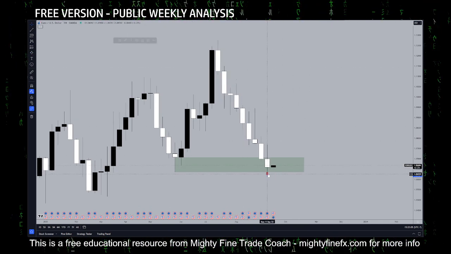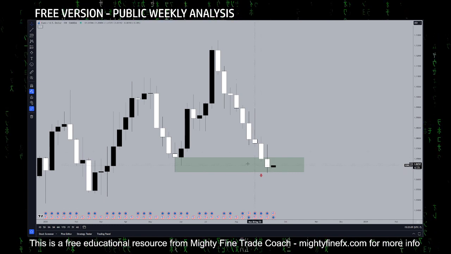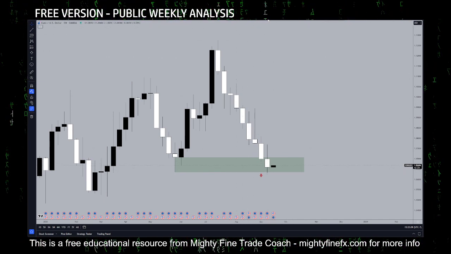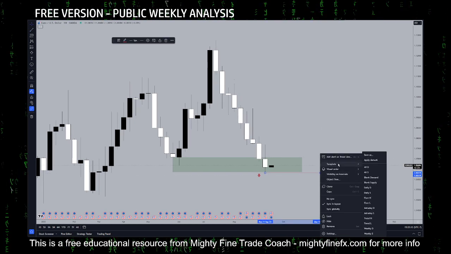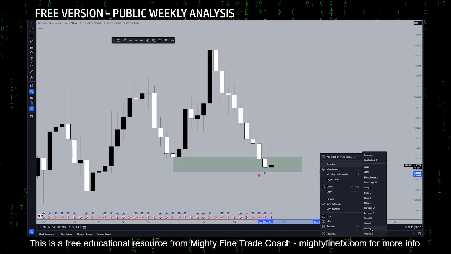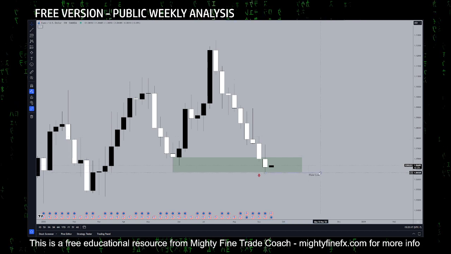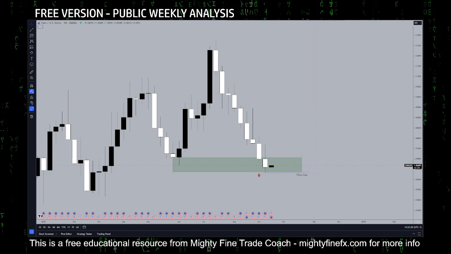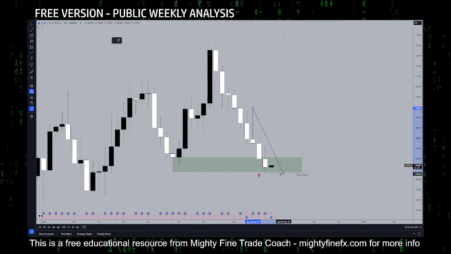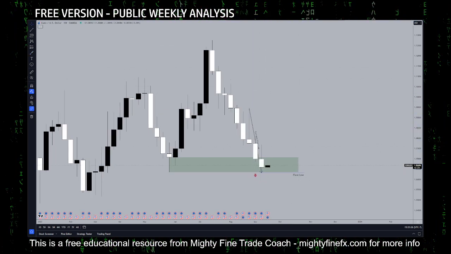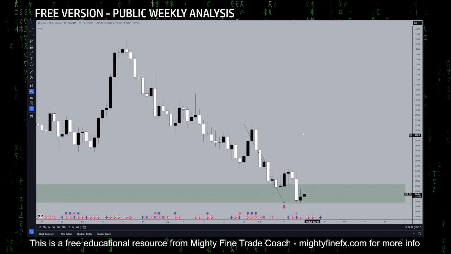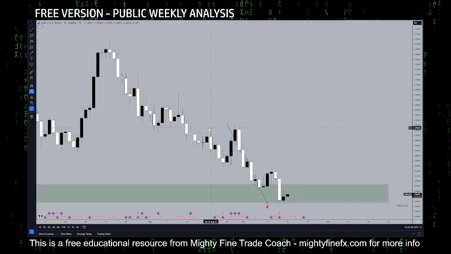But if price gets below the current flow low and the weekly demand zone here, then we would certainly have a more bearish bias on that. Flow low there. Boom. And then it looks to me as though the current leg on the daily chart is going to be somewhere like this. There's our current leg. Valid pullback here.